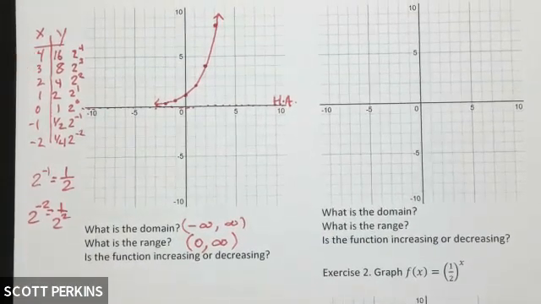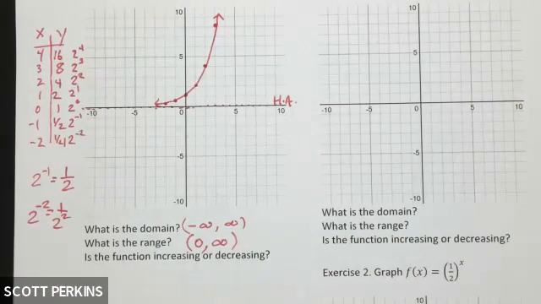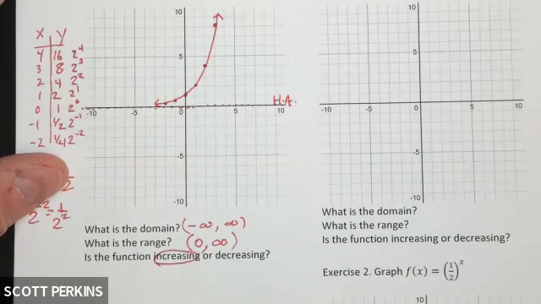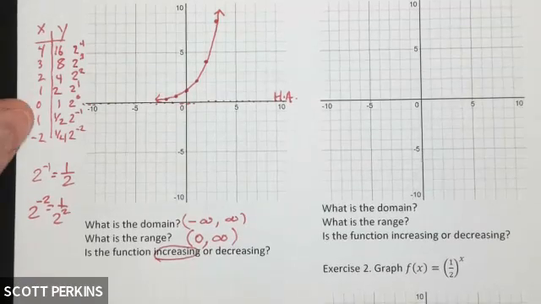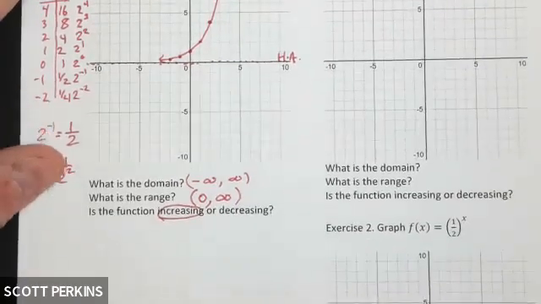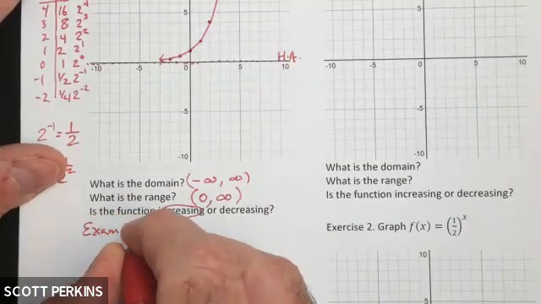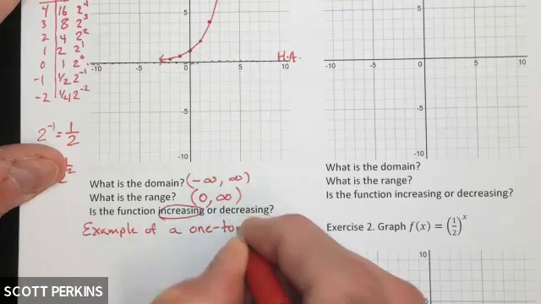Here's a question that's a blast from the past for us. As I trace that function from left to right, is it an example of an increasing function or a decreasing function? It's increasing, so I'm going to circle that. And just to reiterate what I said before, the reason we're talking about this now is because this is an example of a one-to-one function.